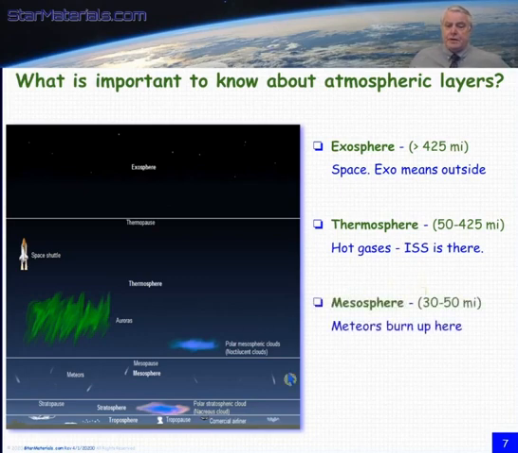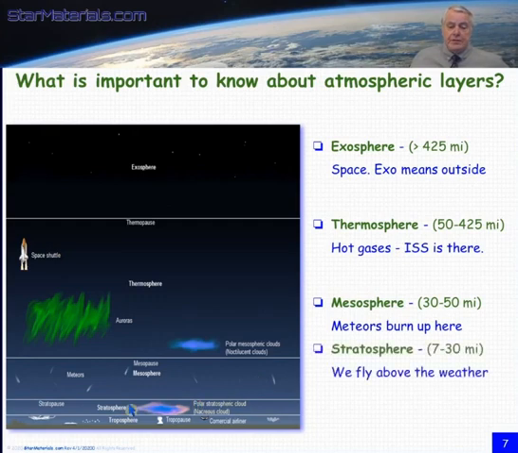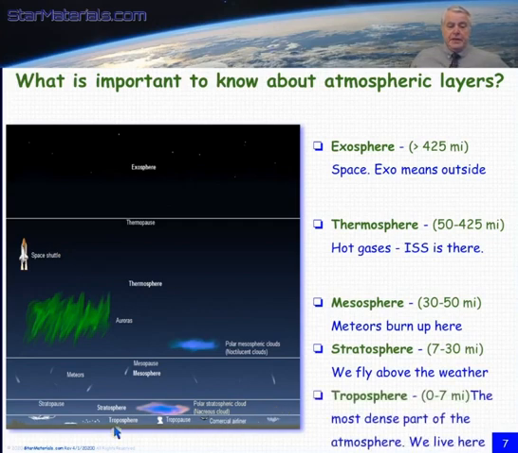The mesosphere, it's where the meteors burn up, shooting stars. Stratosphere, it's where we fly above the weather. And the troposphere, the most dense part of the atmosphere. Most of the molecules of air are here in this smallest part of the atmosphere. You can see this distance starts getting bigger and bigger with the different layers. And of course, the exosphere goes on forever.